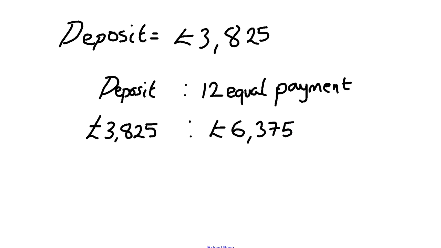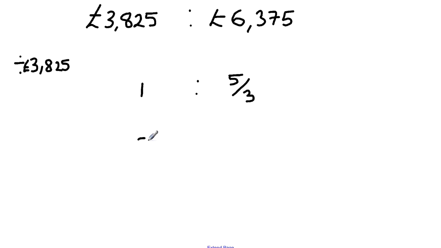Now I'm going to divide both sides by 3,825 pounds, which gives us a ratio of 1:5/3. Now I'm going to simplify it further by multiplying both sides by 3. So 3 times 1, which is 3. 3 times 5/3, which is 5. So our ratio is 3:5.